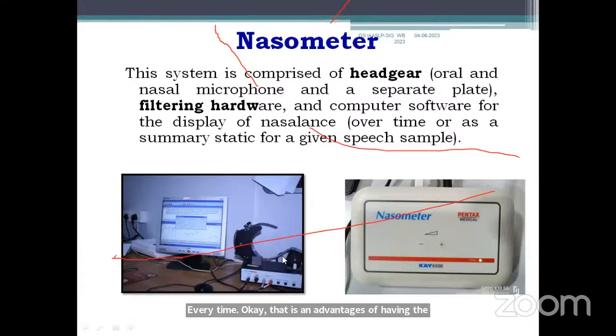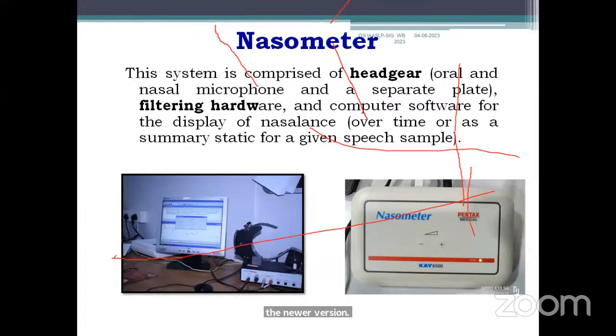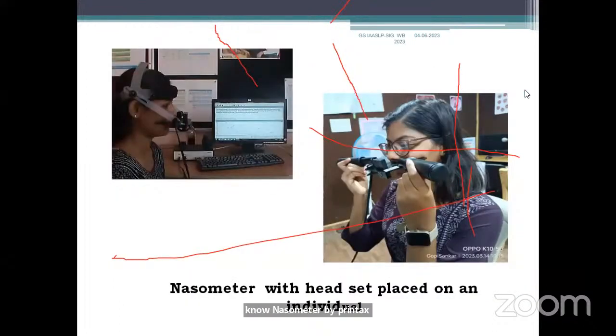And with the previous ones, if you are going for screening and other things, you may not be able to carry this equipment because you have to calibrate it, and it is a little heavier and bulkier. But the current one is much easier, you can carry it, install it on your laptop and use it wherever you are going. That is the only advantage of the newest version over the older version. And I'm lucky to have used almost all the versions of the nasometer by Pentax.